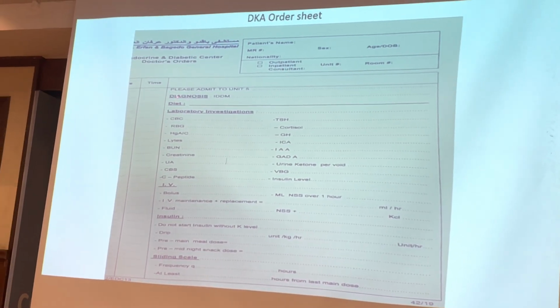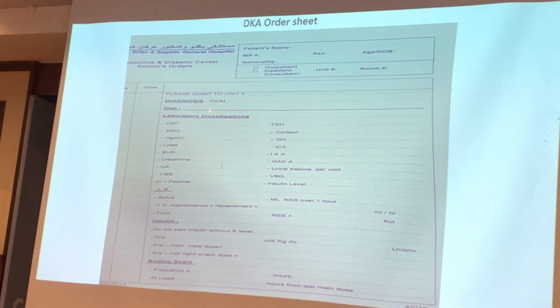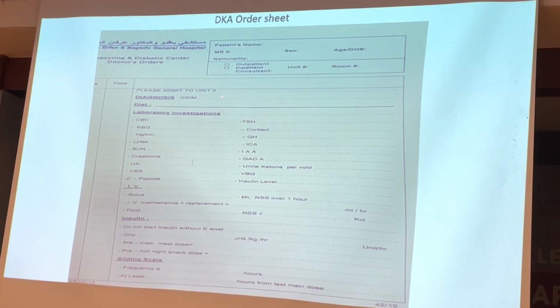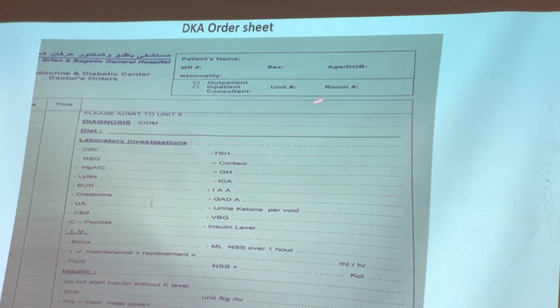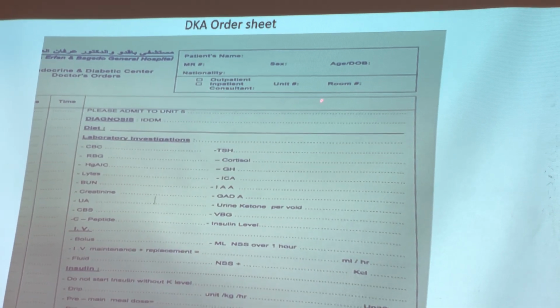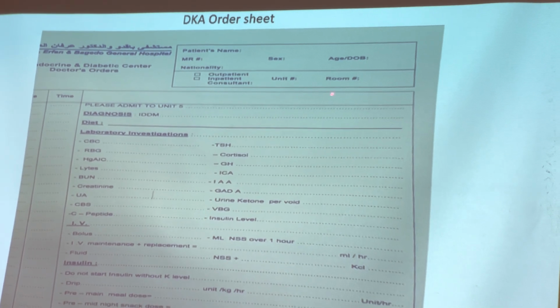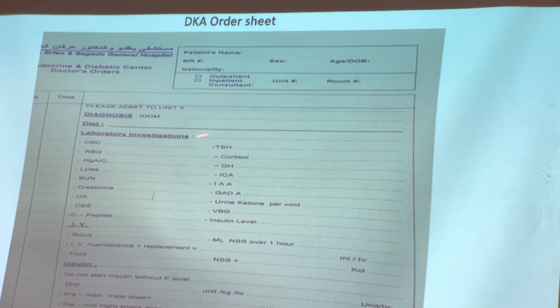The diet, most of the time I'm writing the carbohydrate diet, how many calories for the patient. This is for the dietitian, but you know already that all the DKA patients now should be NPO until we stop the IV insulin. Okay?